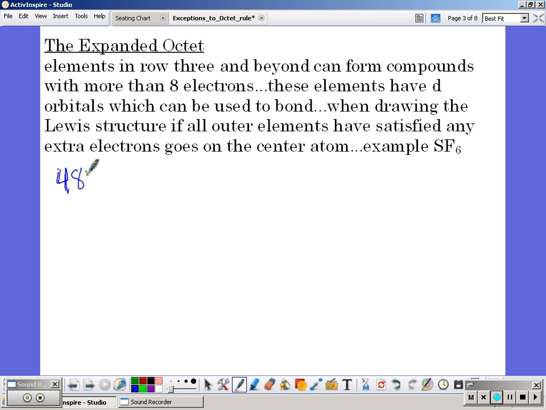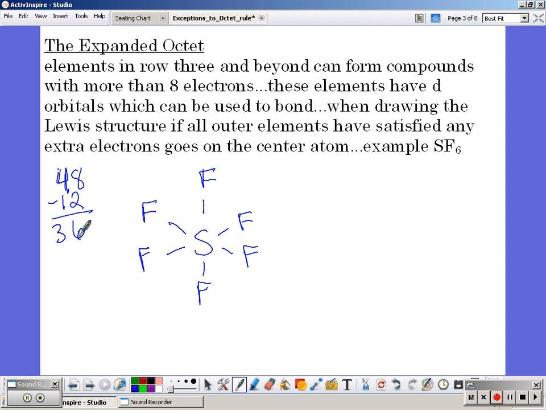So sulfur would go in the middle. We would have 6 fluorines coming around. So 2, 4, 6, 8, 10, 12. That takes care of 12 of my electrons, leaving me with 36. We're going to satisfy all of our fluorines. And that takes care of my remaining electrons.